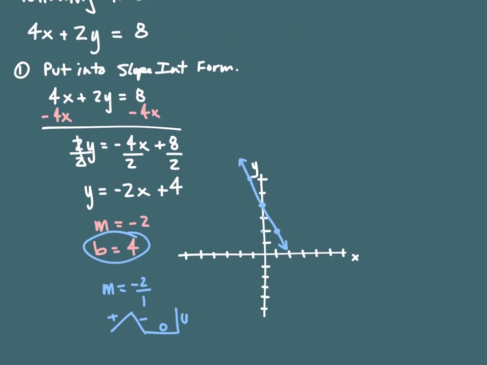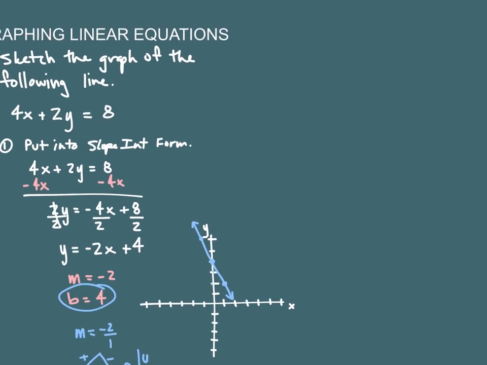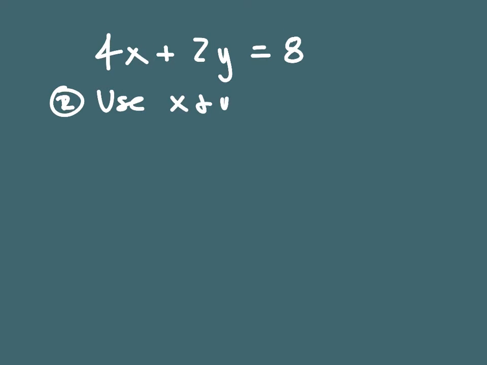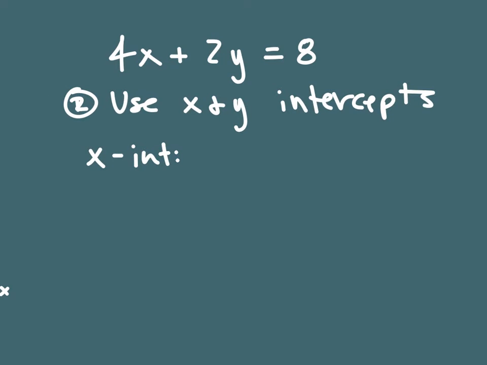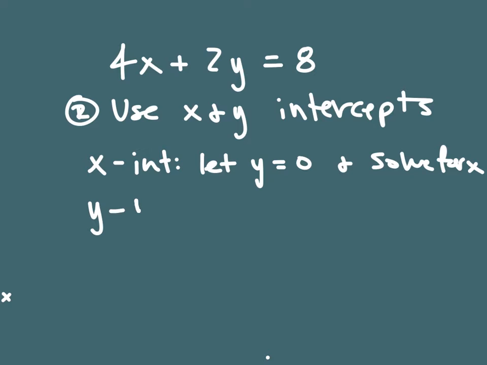Regardless, that's what we're going to have as our line. Okay, now I want to do this using a second method. So 4x plus 2y is equal to 8. Now what I want to do is graph using, so method 2 is use X and Y intercepts. From here, if I want to calculate my X-intercept, then I simply let Y equal 0 and solve for X. For my Y-intercept, I let X equal 0 and solve for Y.